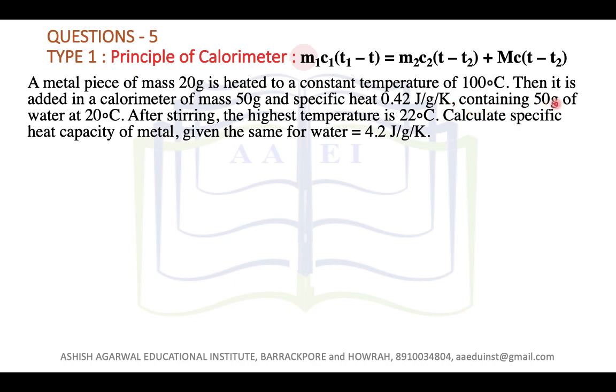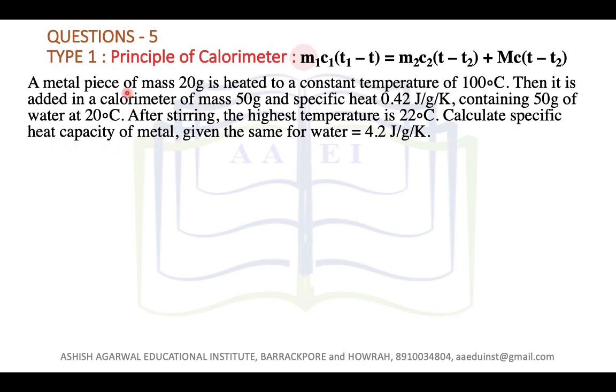And the calorimeter contains 50 gram of water at 20 degrees Celsius. So 50 gram is the cold substance mass, and 20 degrees Celsius is T2, the initial temperature of the cold substance. After stirring, the highest temperature is 22 degrees Celsius. That means the small t value, the intermediate temperature, is 22 degrees Celsius. Calculate the specific heat capacity of the metal.